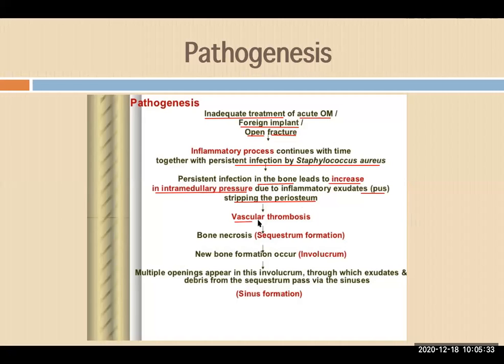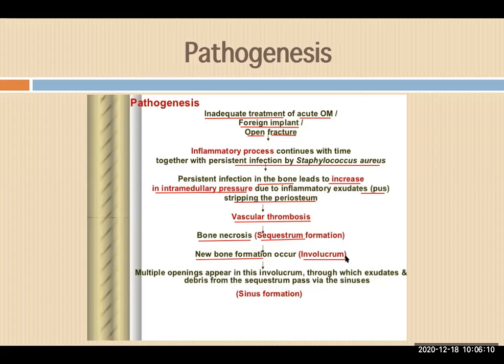Now, there will be formation of vascular thrombosis. Thromboses are quite common because of infection. Remember, whenever infection occurs in a particular area, the walls of the blood vessels there are also inflamed, and that inflammation results in thrombus formation. After vascular thrombosis, there is necrosis of the bone, or bone death. That dead piece of bone is called sequestrum. At the same time, because of this periosteal reaction, there is new bone formation, which is known as involucrum.